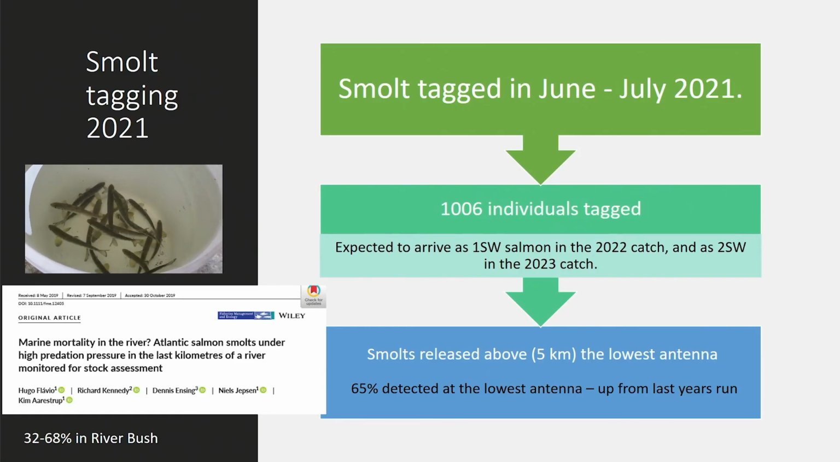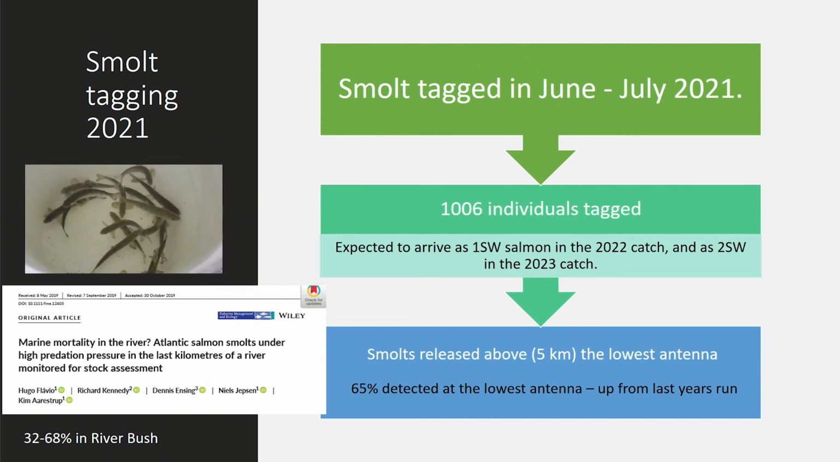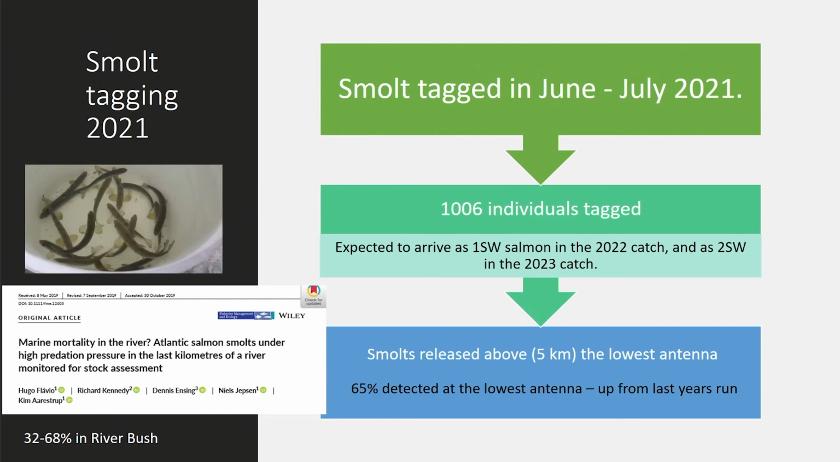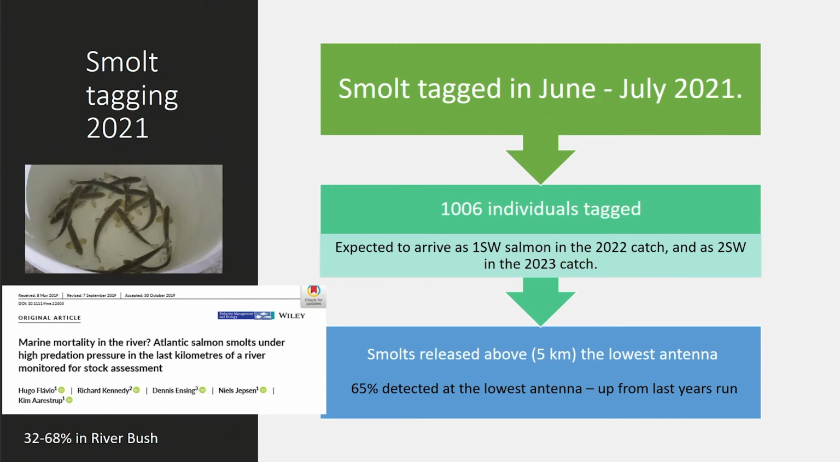And so for this year of smolt tagging, we did things differently. There was a paper that was published that talks about a high predation pressure on the last stretch where the smolts migrate out to sea. And therefore, we may think that something similar may be happening in River Vesterdalsau.